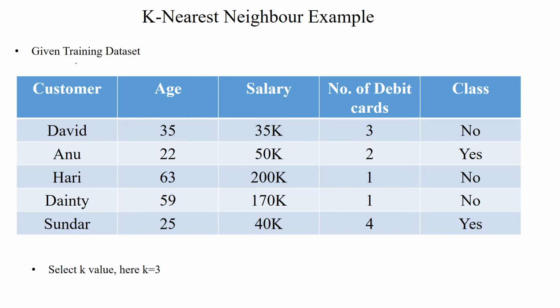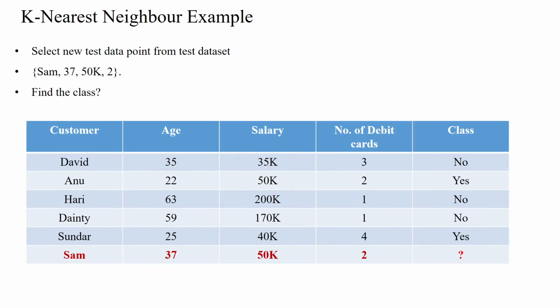Here an example is given. The training data set is given with features x1, x2, x3, x4, so four features and an output label. It has five samples, and these are all training samples. We are using k number of neighbors, k equal to 3.